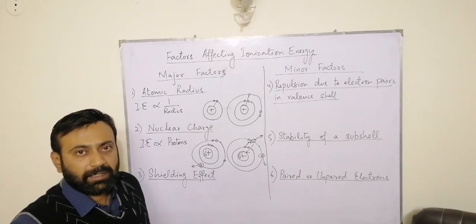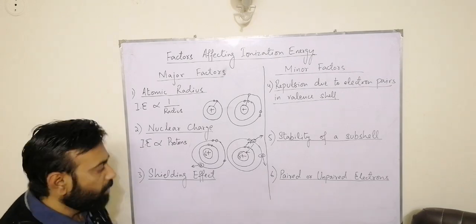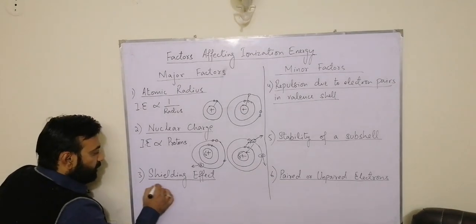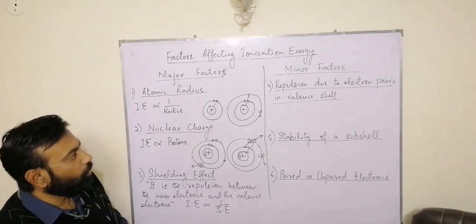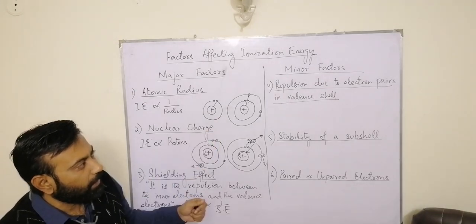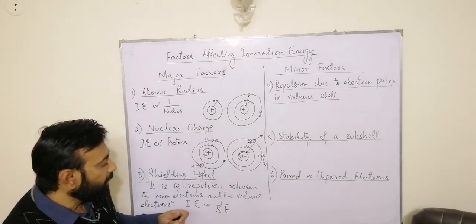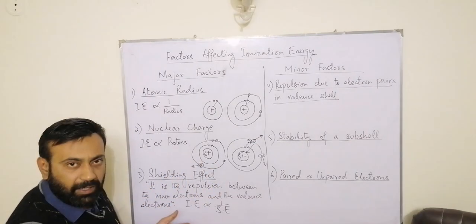The greater the shielding effect, the easier it would be for us to remove an electron from the outermost shell. So let's first define the shielding effect. Now let's move on to the minor factors. First, we have the repulsion due to the electron pairs in the valence shell. Now this is actually sort of a shielding effect, but not exactly the shielding effect.